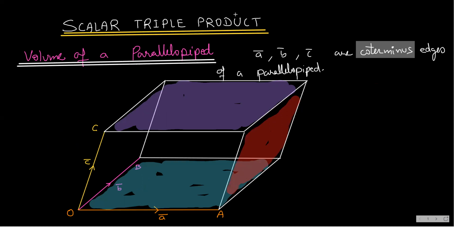But in a cuboid and cube, the vertical edges are all perpendicular to the horizontal surface. They're all perpendicular, but here it is not perpendicular. In a cuboid and cube, the vertical edges are perpendicular.